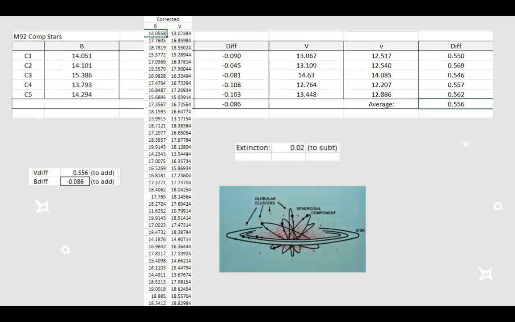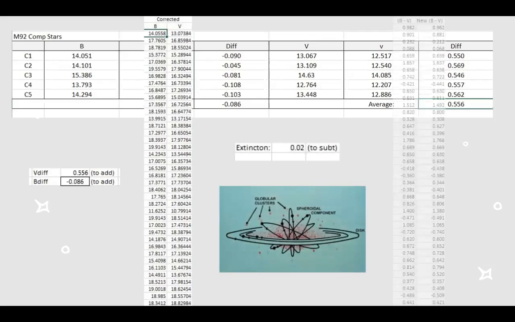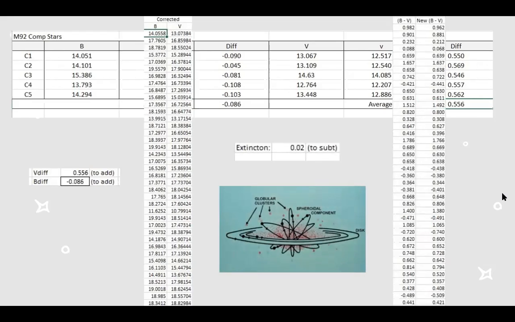Then we had to deal with the extinction coefficient, which is essentially just how much the light is scattering to get from the cluster to the observer on Earth. And because globular clusters are in the halo of their galaxies, like I said earlier, the extinction coefficient isn't super big. So click again, please. When we combined and found B minus V in order to get this column over here, we just subtracted the extinction coefficient of 0.02. And then we got our final B minus V values.